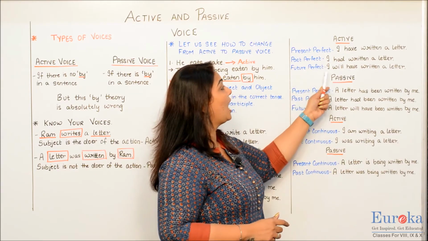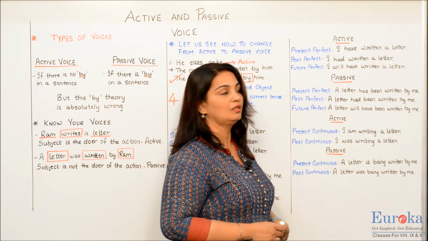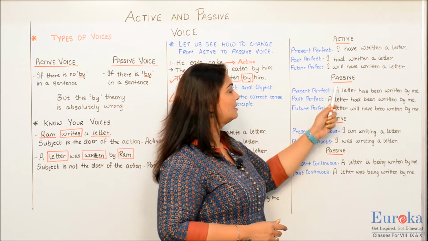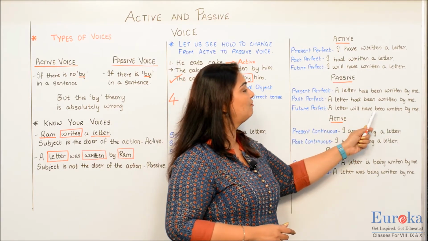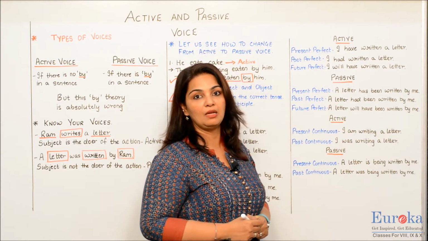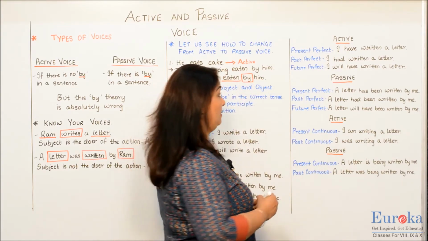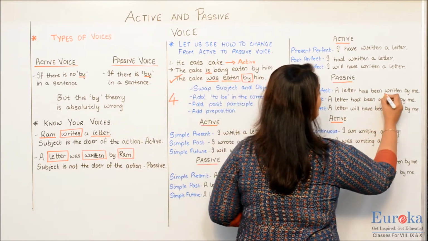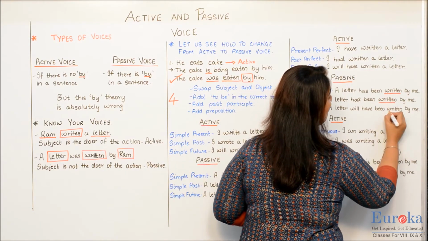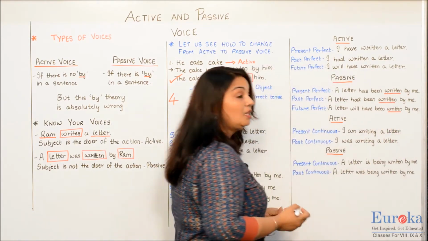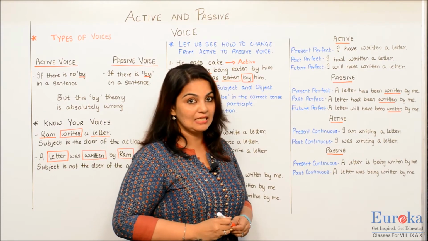Future perfect, "I will have written a letter." Future perfect passive, "A letter will have been written by me." So please students, make a note that all these are in your past participle, the main verb of your sentence.